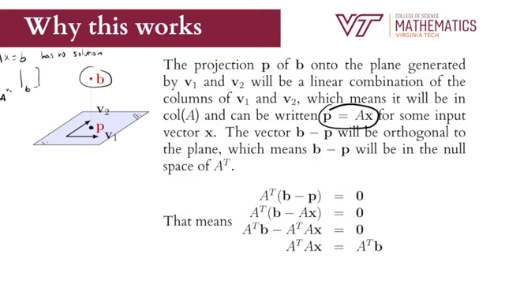So now what we're going to do is look at the difference vector between B and P. This vector is at a right angle to the plane. So the vector B minus P is perpendicular to the span of V1 and V2. But the span of V1 and V2 is the column space of A.